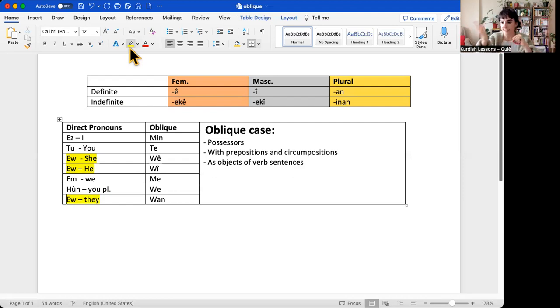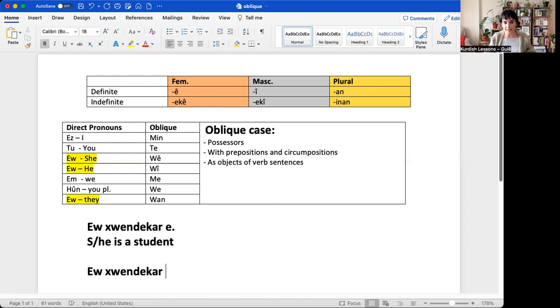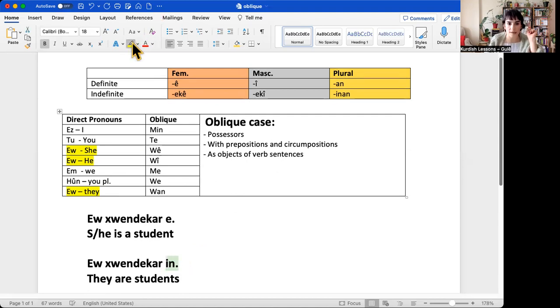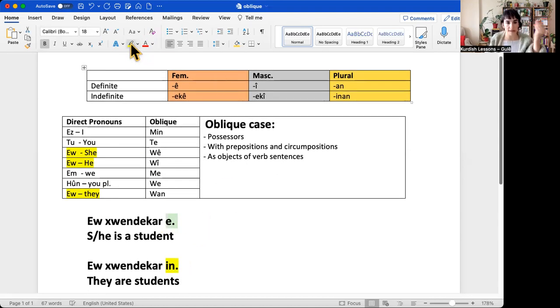So when you say she is a student, you say L van de kar. He is a student, L van de kar. But when you say they are students, L van de kar. So L van de kar can be she or he is a student, but L van de karen, they are students. Here the secret is the verb. When you put n, it's for many students. When it is a, it's for one. So be careful.